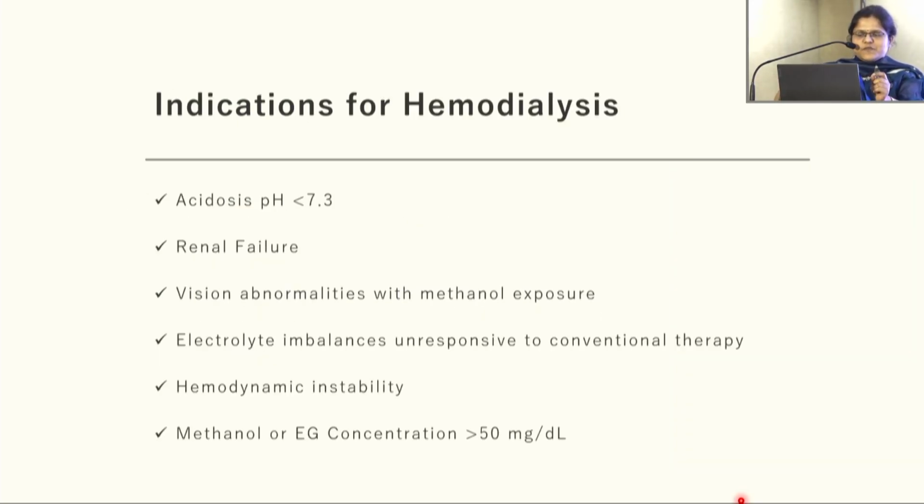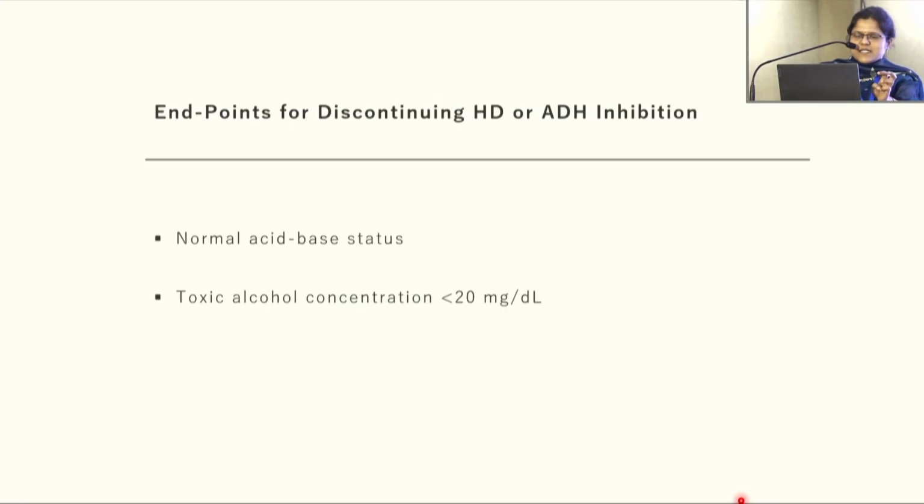So what are the indications for hemodialysis? If there is a refractory metabolic acidosis with a pH of less than 7.3 and renal failure, vision abnormalities in case of methanol exposure, electrolyte imbalances unresponsive to conventional therapy like hyperkalemia, hemodynamic instability, or methanol or ethylene glycol concentration more than 50 milligrams per deciliter, you can go for hemodialysis. Which mode is preferred? Intermittent hemodialysis is preferred compared to CRRT.